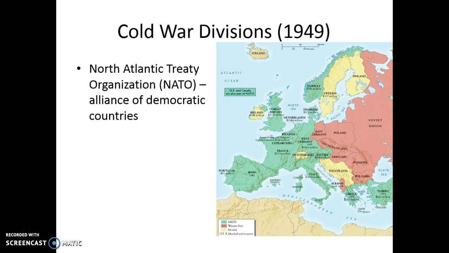To counter that alliance, the Soviet Union creates its own alliance called the Warsaw Pact, and so all the countries that you see in the pinkish red color are part of the Warsaw Pact. And so you can see that the dividing line between what we call the free world and the communist world runs right through the center of Germany.